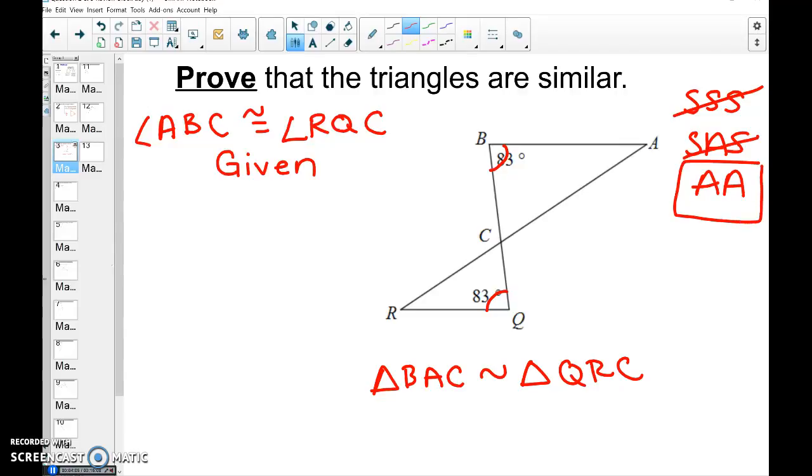That means I'm looking at angle, angle. I've already got one of the angles taken care of. So now I got to figure out where the heck this other set of angles is.